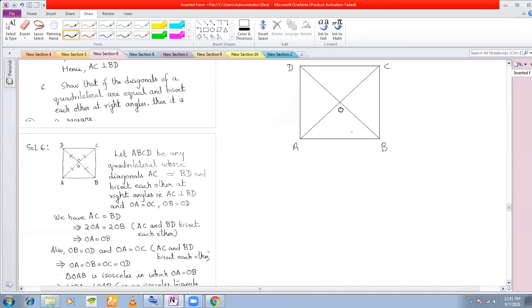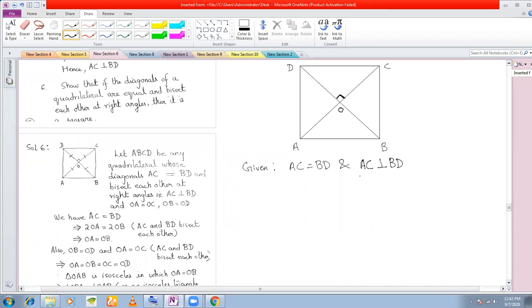And also it is given that the diagonals are at right angles. So it is given to you that this is a 90-degree angle. So two pieces of information are given to you: that the diagonals are equal, that is, the length of AC is equal to BD, and that diagonal AC is perpendicular to diagonal BD. With these two pieces of information, we will show that ABCD is a square.